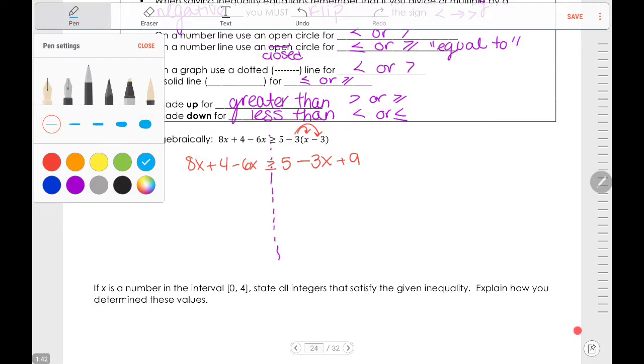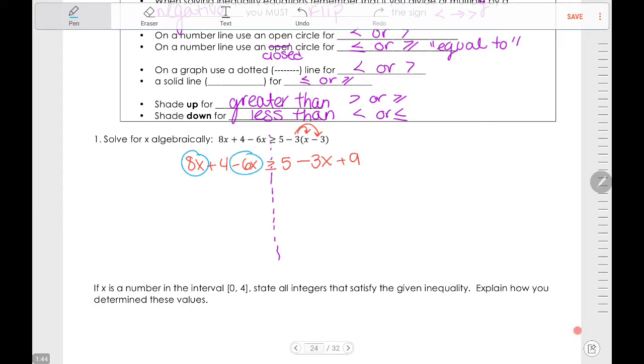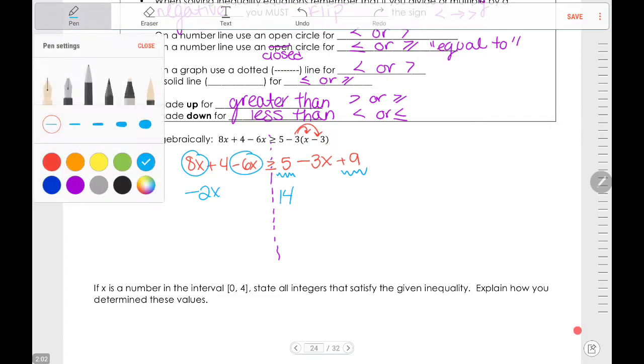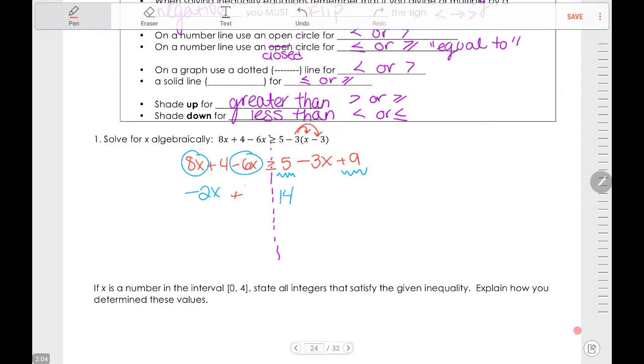Now I want to go ahead and combine my like terms. So I have 8x and negative 6x on this side. That will give me negative 2x. And on the right side, I have 5 plus 9. I'm sorry, 5 plus 9 is 14. And everything that we did not combine is going to continue to bring down.